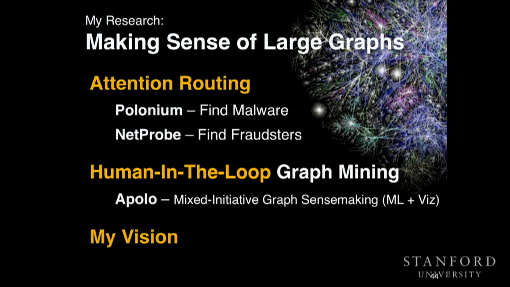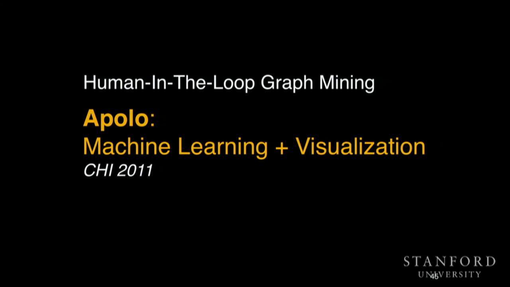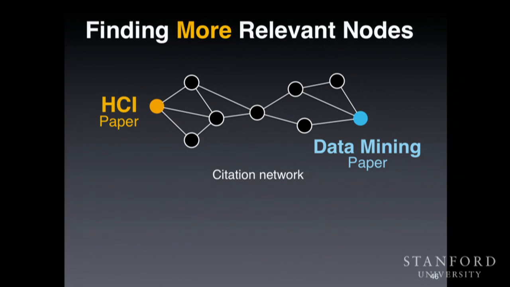The Apollo system fills in this gap. Basically, it adds the user into the data mining process and works with the algorithm to interactively explore a network. Apollo was published at CHI 2011. CHI is a top human-computer interaction conference. It combines machine learning and visualization to help people do the exploration. The specific problem it tackles is helping people find more relevant nodes in a network. Meaning if you're interested in a few nodes in the network, what are the other nodes that you might also be interested in looking at?